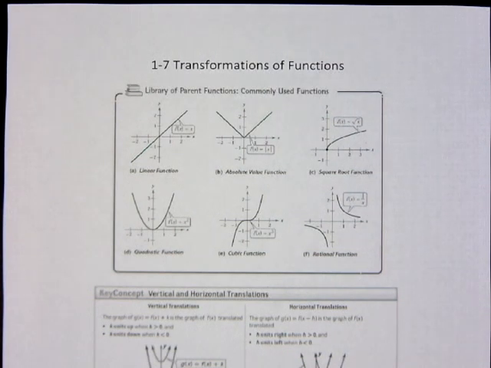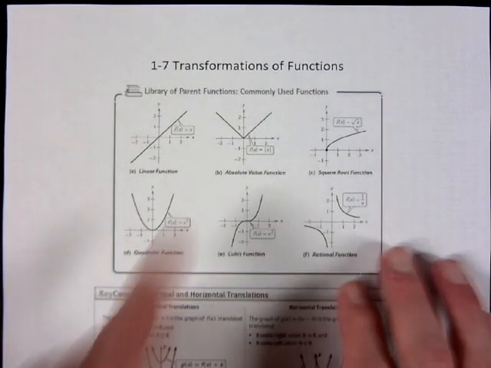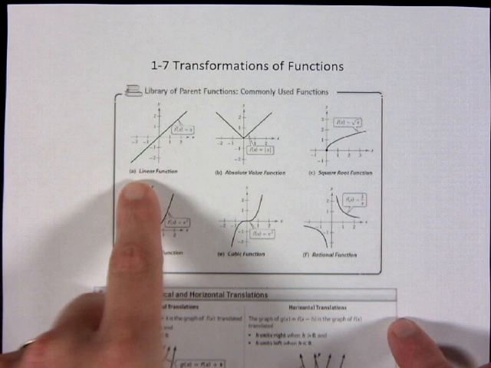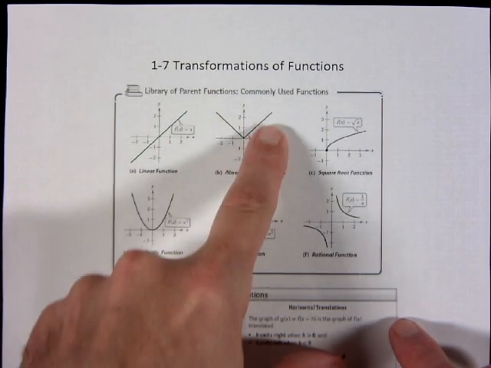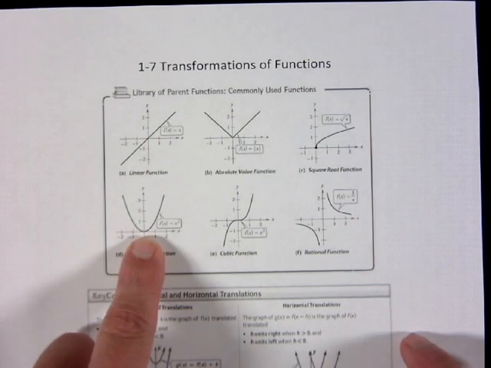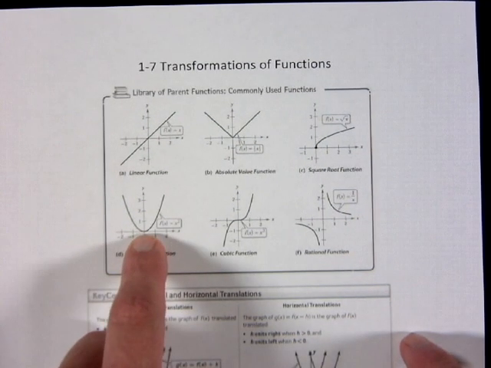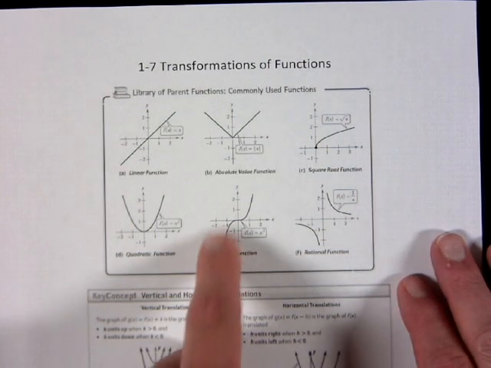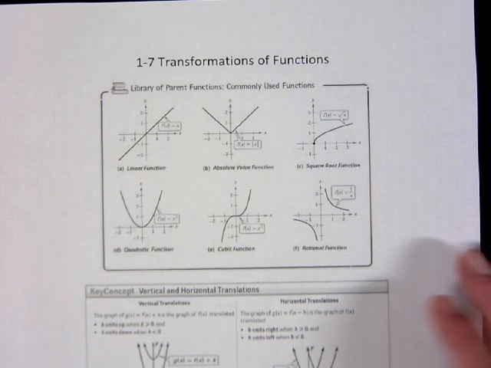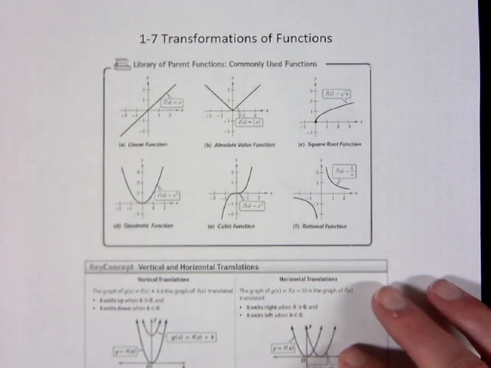So first one, linear, y equals x is the simplest linear function. So that's the parent function. Just to remind you of the shape of the graph for each one of these functions: linear function, line; absolute value, v-shaped graph; square root function looks like this; x squared creates a parabola; x to the third, cubic, forms this shape; and then 1 over x, rational function. All right, so that's just a quick reminder of what those functions look like.